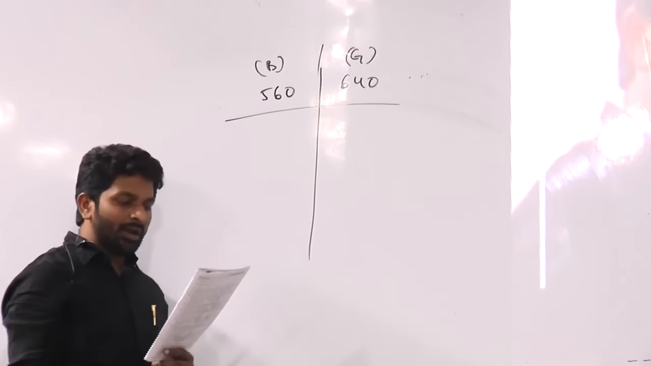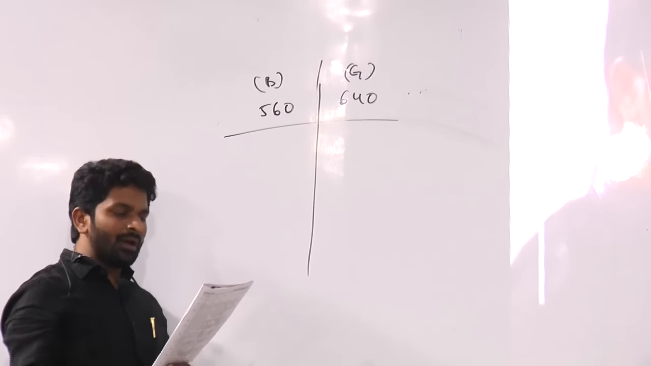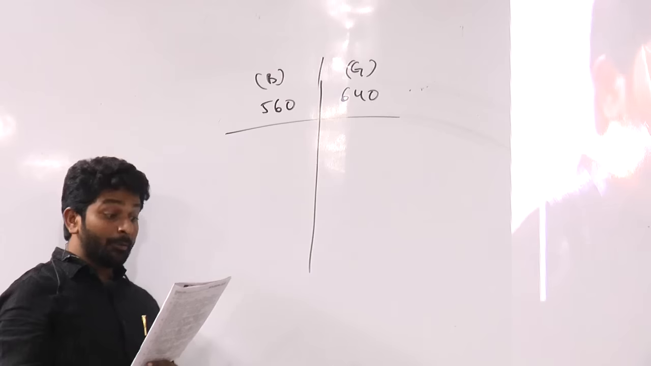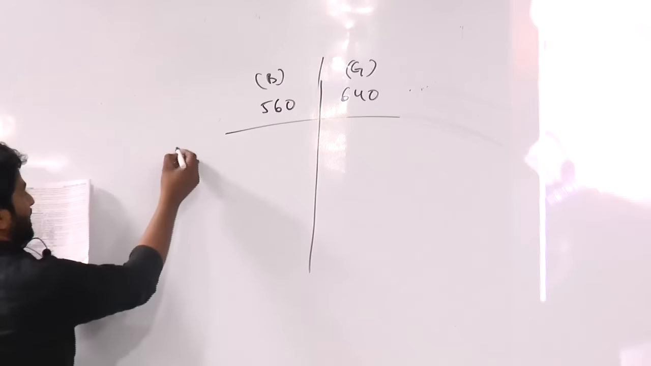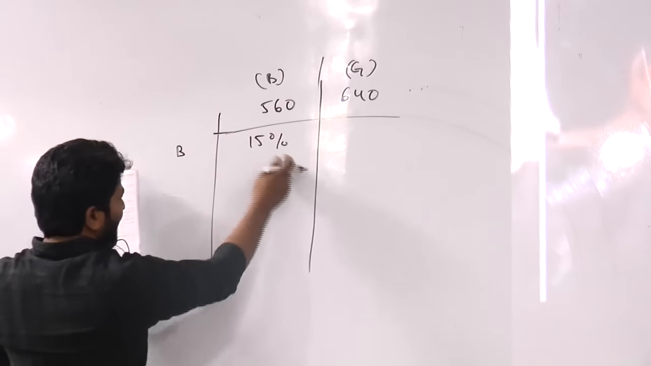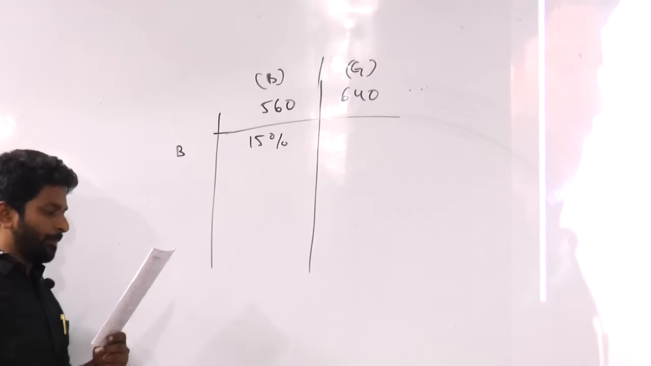Students are playing 1 or more games out of badminton, table tennis, basketball. 1 or more in the sense 1 game or 2 games or all games. Out of boys 15% play only badminton. So only badminton are 15%. First let me write numbers as it is. Then we can go for conversion. Don't go for conversion now.